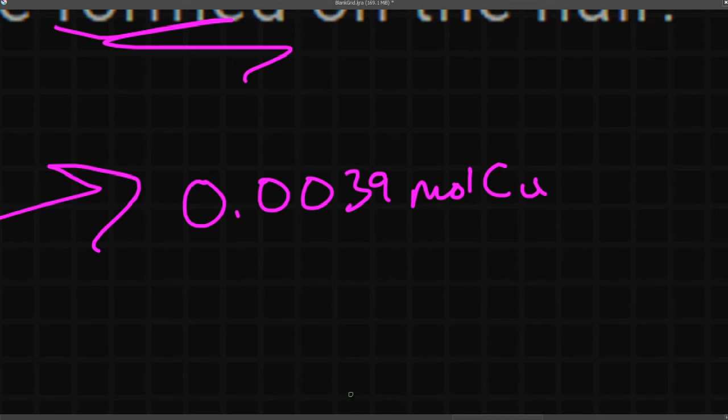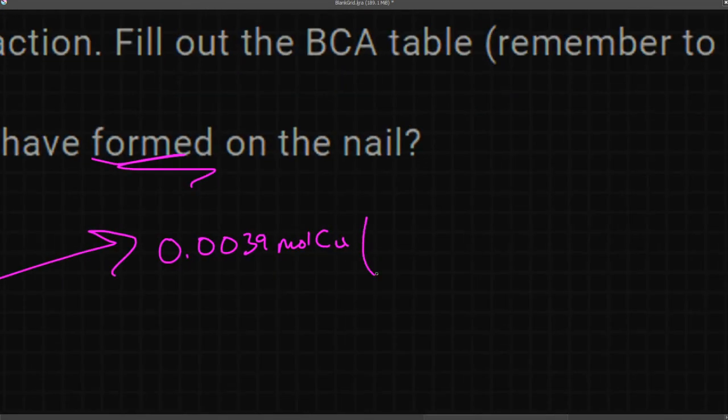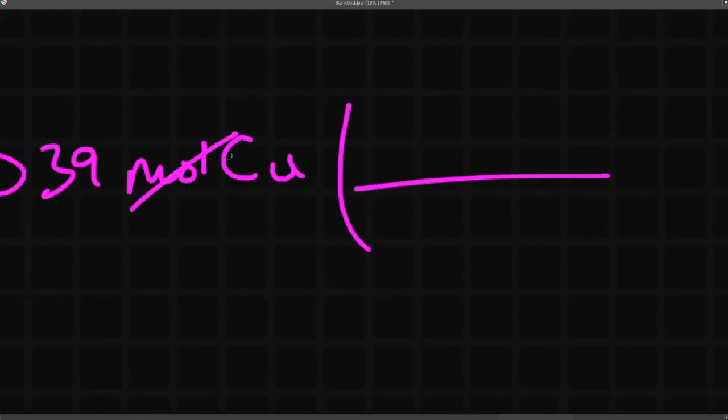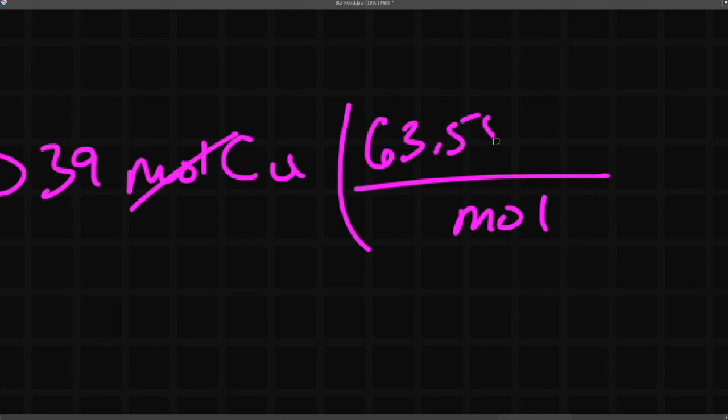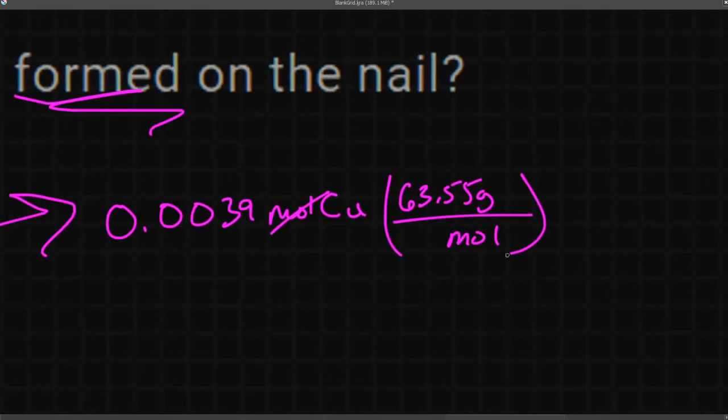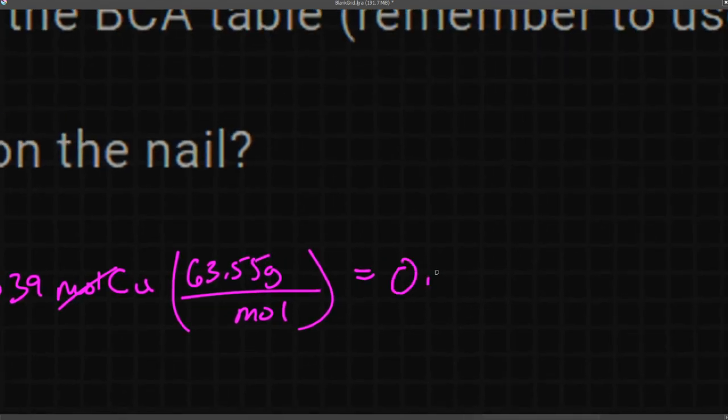And we want to see what mass that would be. All right, well, I'm going to go look at the molar mass of copper. I end up getting 63.55. And once again, we need to arrange our molar mass to cancel out what we don't want. This time I don't want moles, so I put moles on bottom, and I put the 63.55 grams on top. I'm going to run that through my calculator. I get 0.25 grams of copper.